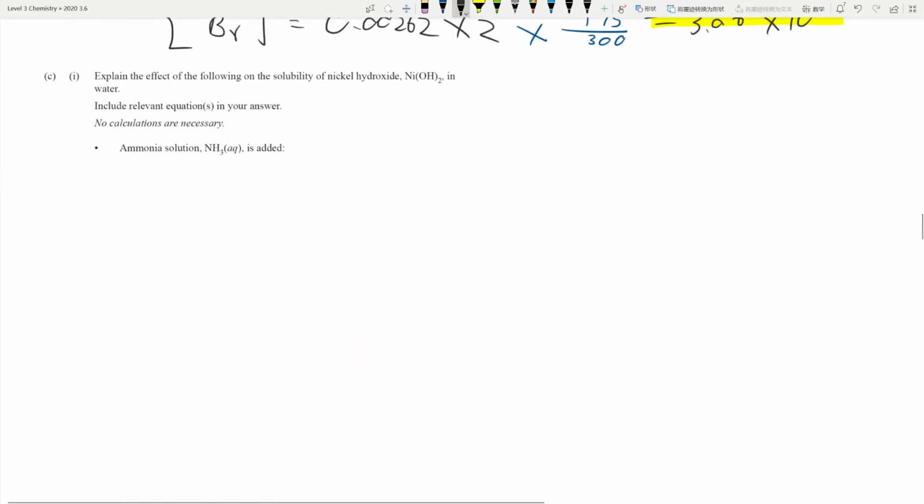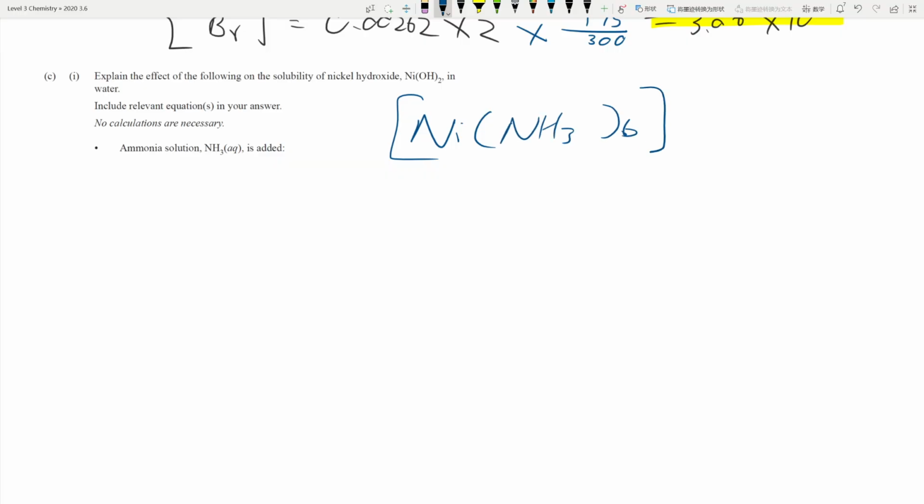All right, now next one: explain the effect of adding ammonia on the solubility of nickel hydroxide. Something started from last year is that you actually get given the complex ion formations. On your resource sheet, you'll find this. One of the things that has nickel in it is this particular complex ion. Okay, so you have nickel, you have NH3, so obviously it's this one.